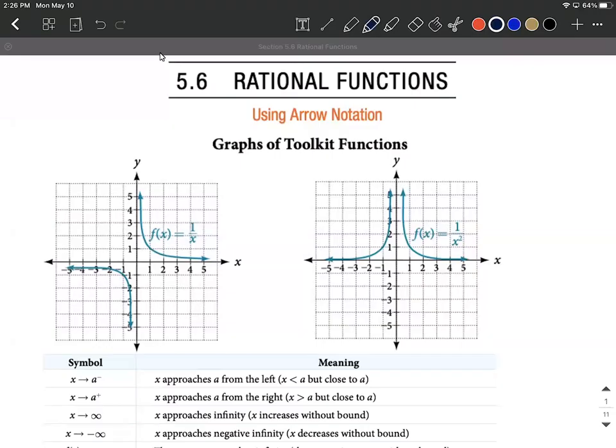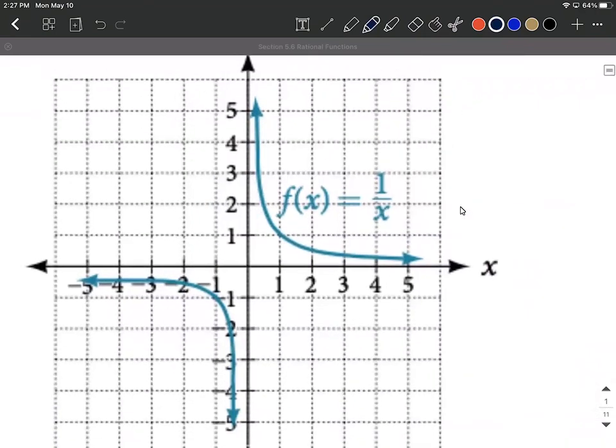Understanding arrow notation with rational functions. So looking at this, we have a couple rational functions given to us, the 1 over x graph and the 1 over x squared graph. Let's take a look at the 1 over x graph first and talk about what's going on. We have two different types of asymptotes going on here.